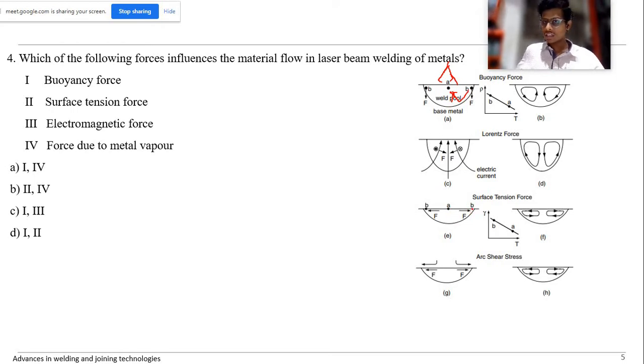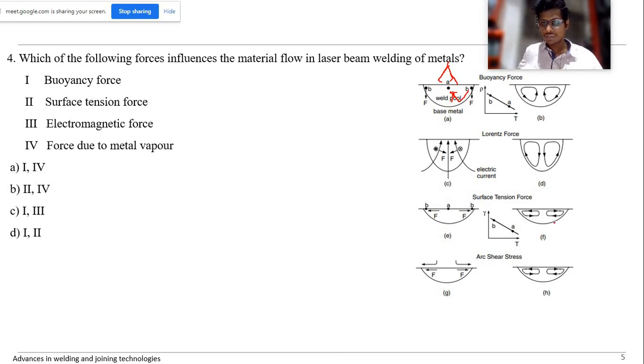As we understood, at the extreme conditions we'll have more temperature. So the temperature at A is more and the temperature at B is less. As the temperature increases, surface tension force decreases. So because of that, surface tension at A is less and surface tension at B is more. Because of that, a shear stress will be created and the molten pool will be dragged outwardly. So this is the force.